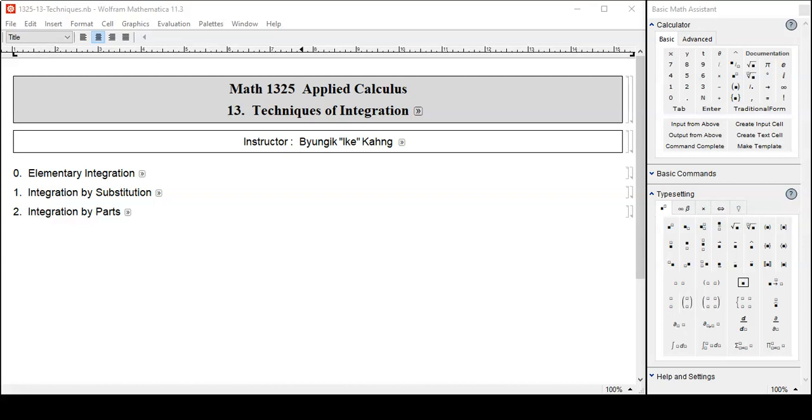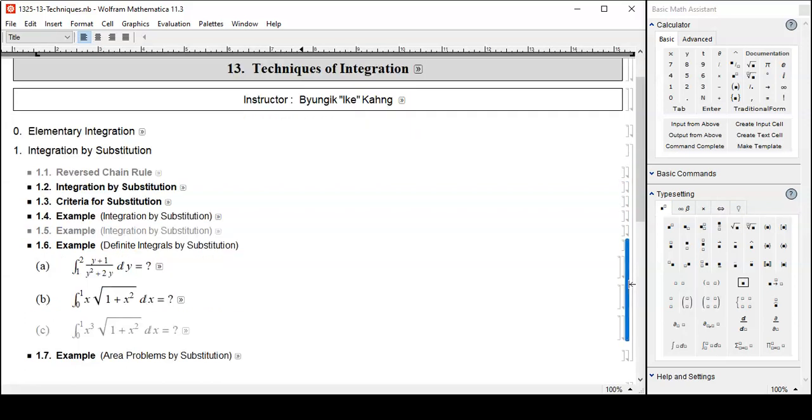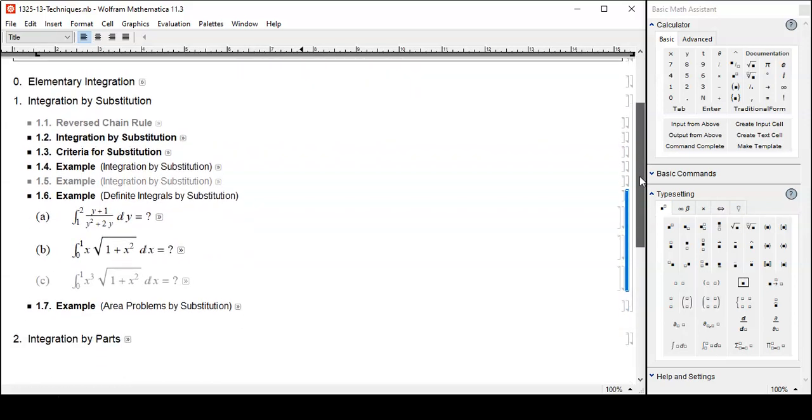Hello students, welcome back. Previously we went through some indefinite integrals with substitution. Now let's do some definite integrals with substitution. How do you do things like this or this?